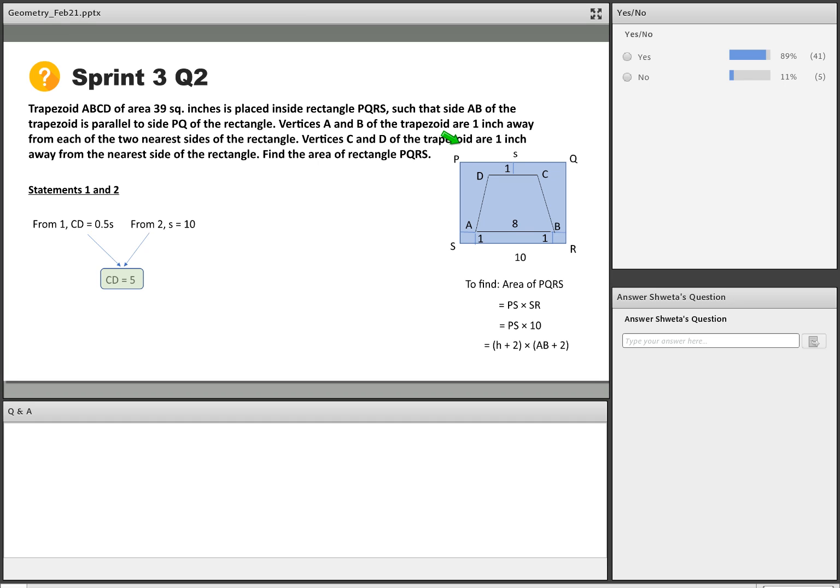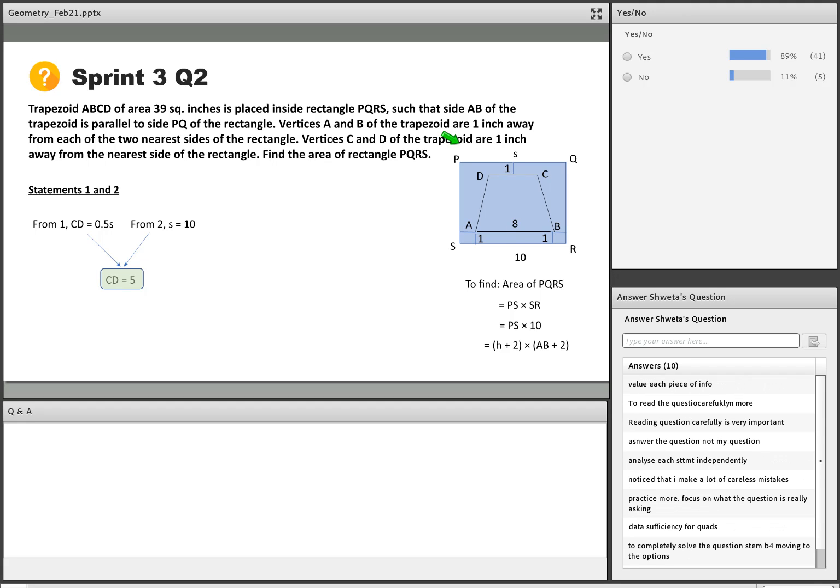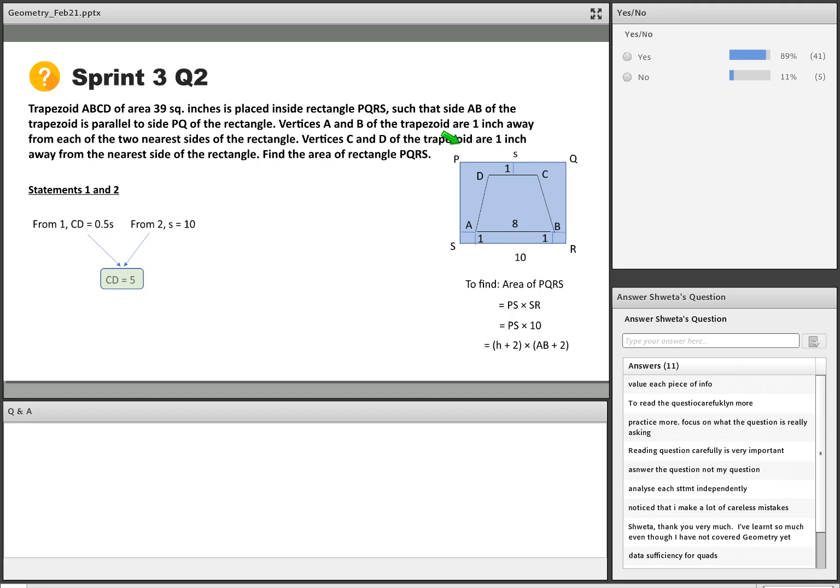It is really important, correct, to read questions carefully. That's right. Data sufficiency, yes, you have to be very careful. So you notice that you made a lot of careless mistakes. You have to be careful. Practice more, focus on what the question is saying. Very well pointed out. Thank you.